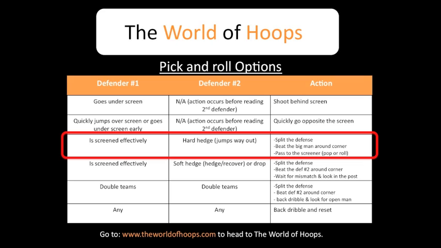Next up, we have when the first defender is screened effectively, and the second defender hard hedges or jumps way out. There are 3 options here. First, you can split the defense. This means going between the 2 defenders. Second, you can beat the big man around the corner. And third, you can actually pass to the screener.